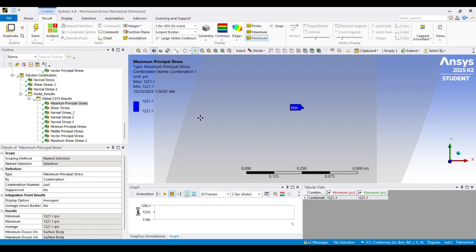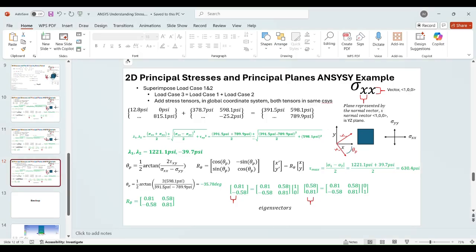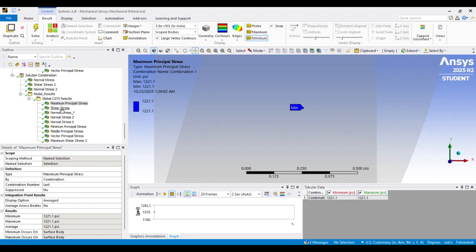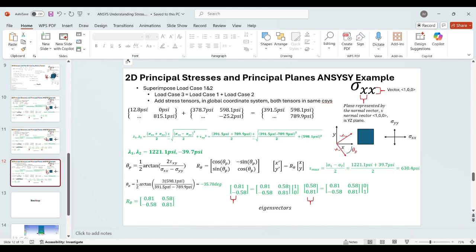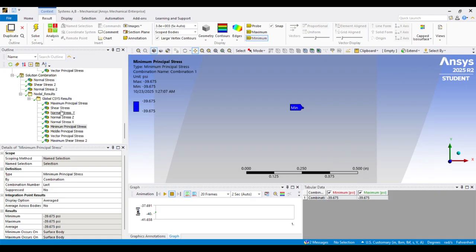And if we look at the model, we see that the ANSYS results, the maximum principal stress is 1221.1, which agrees well with the hand calc. And the minimum principal stress is minus 39.7, and that's what we get from the hand calc.